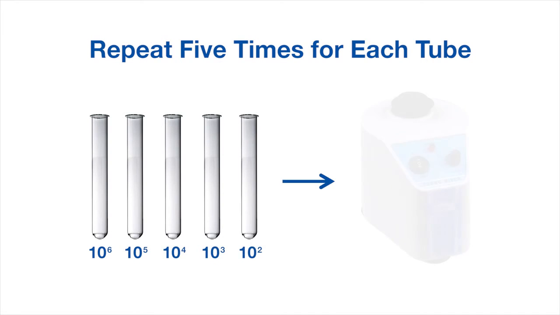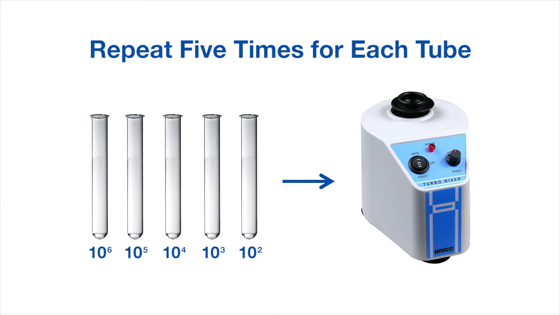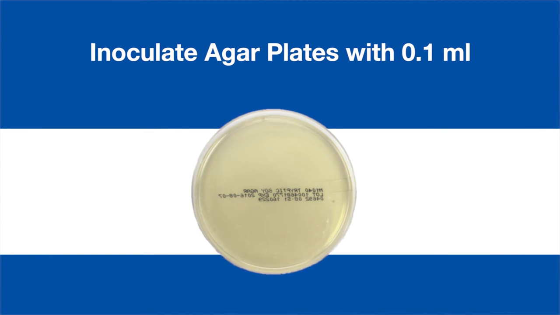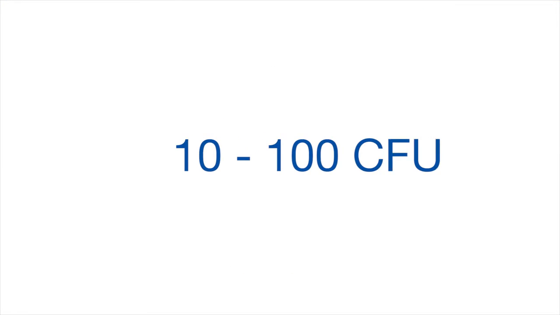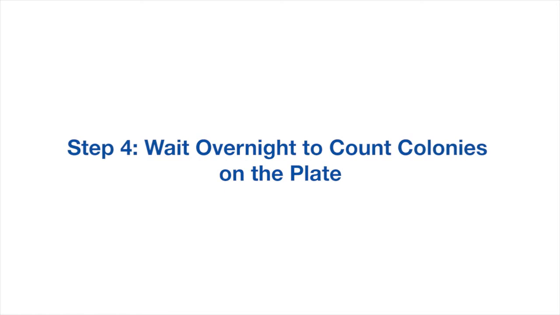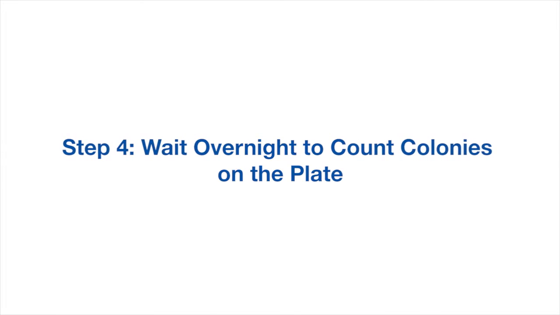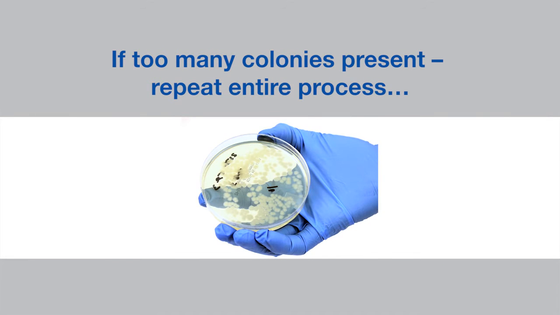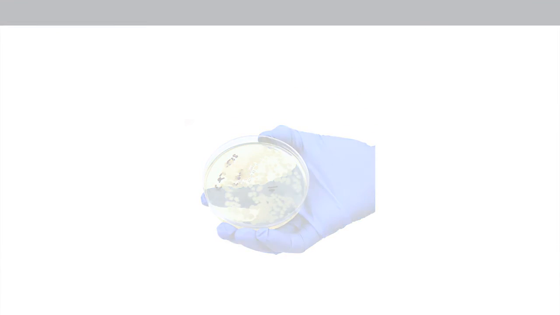Now you finally have the CFU concentration of 100 to 1,000 CFU you are seeking. Inoculate your agar with 0.1 milliliters from the last serial dilution tube. You should obtain 10 to 100 colonies after incubation. Incubate the agar plate overnight, or longer if you have a slow-growing microorganism. If there are more than 100 colonies after incubation, the whole process must be repeated.